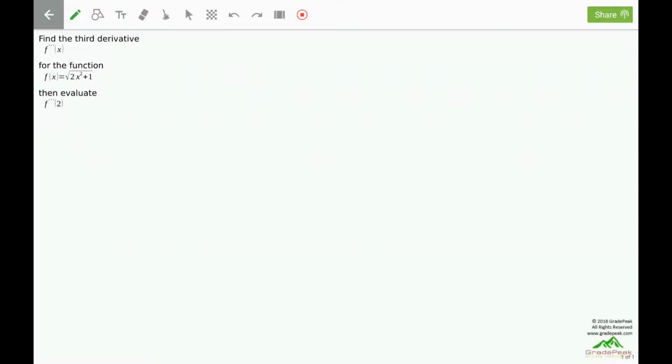Find the third derivative, f triple prime of x, for the function f of x equals the square root of 2x squared plus 1. Then evaluate f triple prime of 2. So f of x here is the square root of an entire expression, 2x squared plus 1.